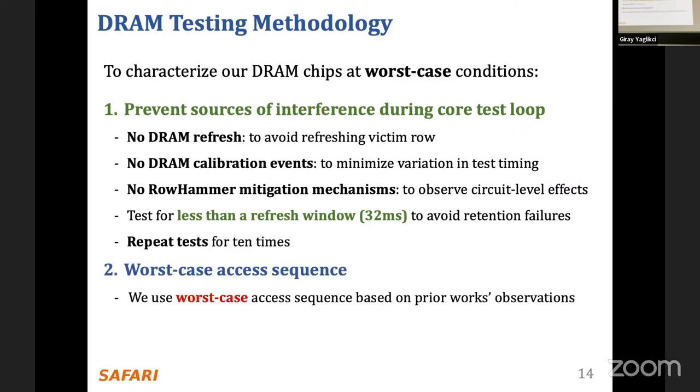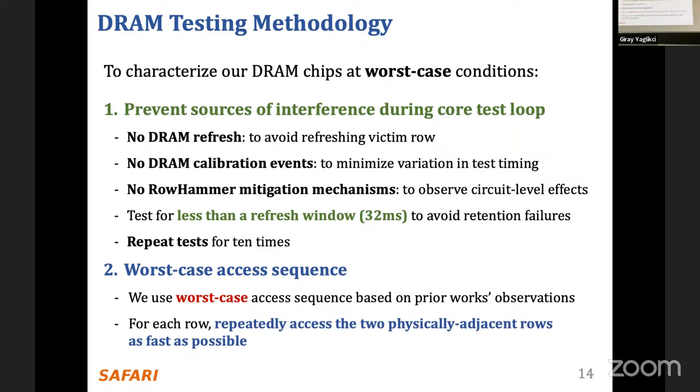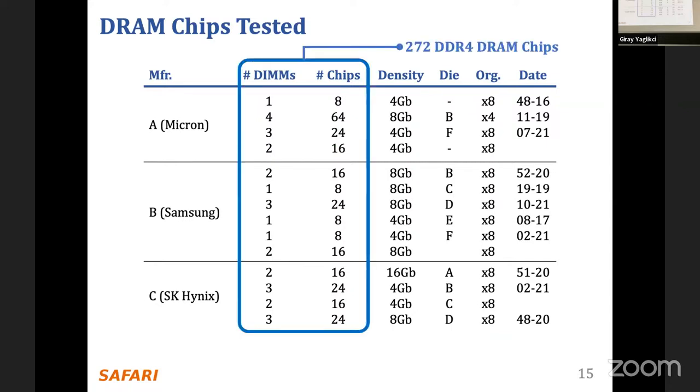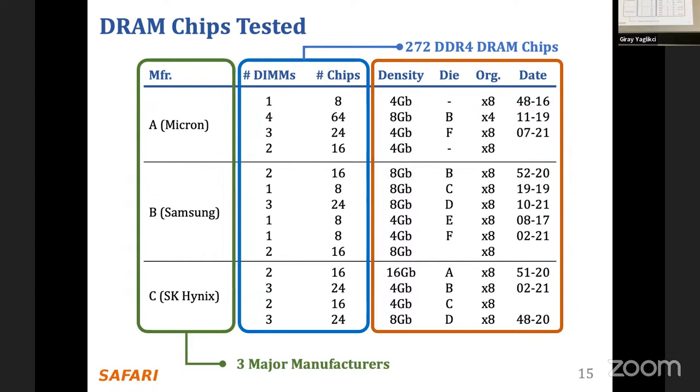And we repeat the test 10 times. And we have the worst case access sequence where we repeatedly access two physically adjacent rows as fast as possible. And these are the DRAM chips that we tested. We have 272 DDR4 DRAM chips from three major manufacturers that implement different densities, die revisions, and organizations, so we have some diversity there.